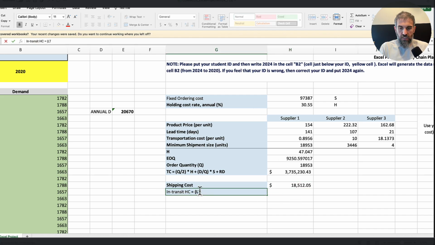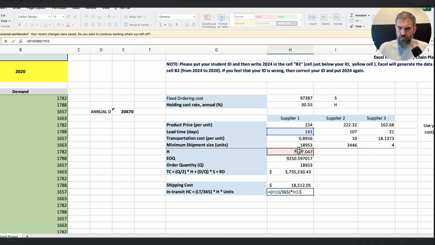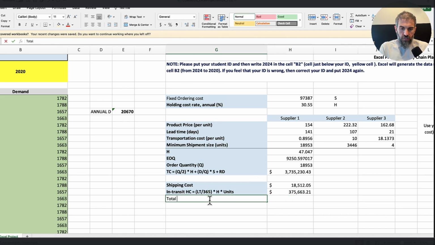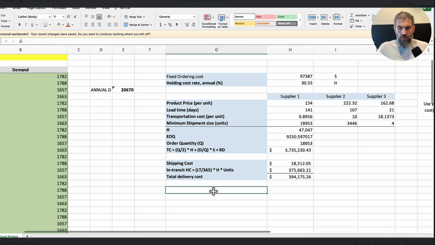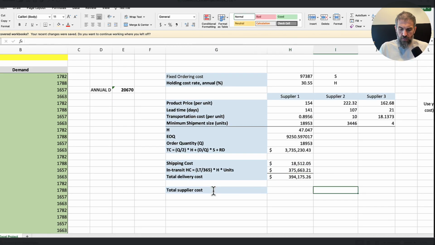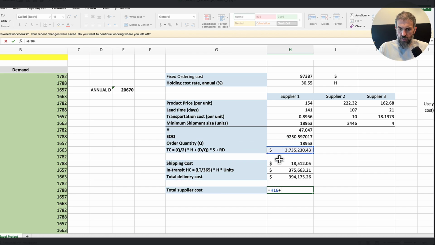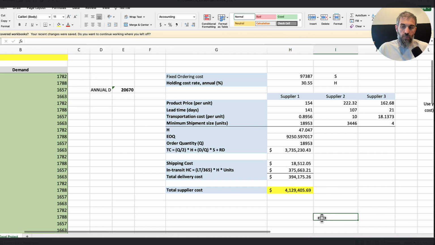Remember the formula for this. Lead time over 365 times your holding cost times your units. So I'll do lead time, which in this case is 141, divided by 365, times the holding cost times my annual demand. So I get 373,000. So total delivery cost is the sum of these two. Total supplier cost would be the total inventory cost plus total delivery cost. So if I buy from this supplier over the course of a year, this is how much I'm spending.